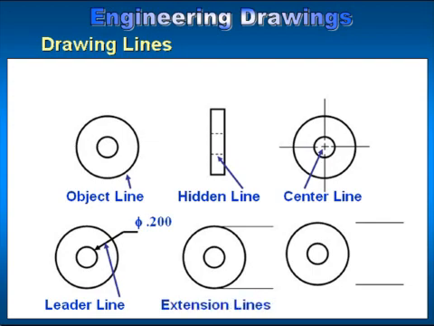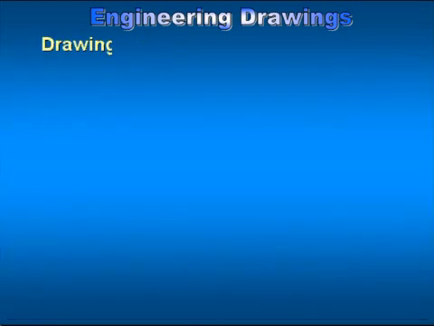Next is the extension line, which is a light solid line. Extension lines are used to extend a feature or surface from the view so that it can be dimensioned. Next is a dimension line. The dimension line is a light solid line with arrowheads on each end of it and is used to dimension the part or to show the distance between the extension lines.